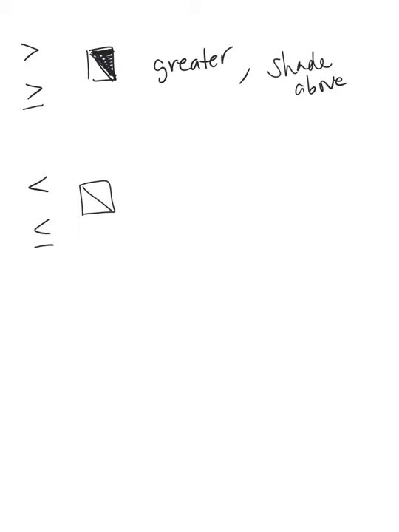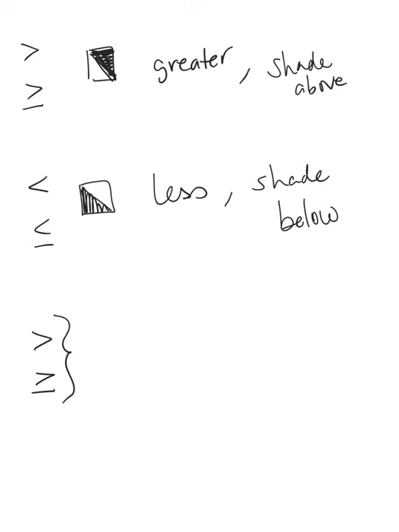If it's less than, your calculator symbol looks like that. And which way do you shade? Below. What if it's this symbol or this symbol? What kind of line do you have?